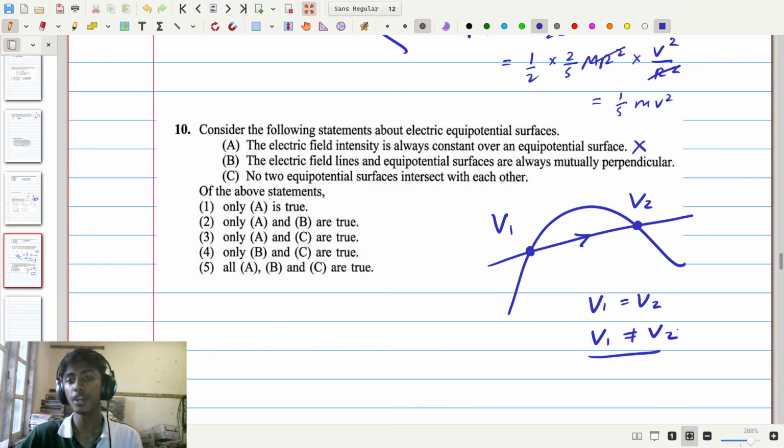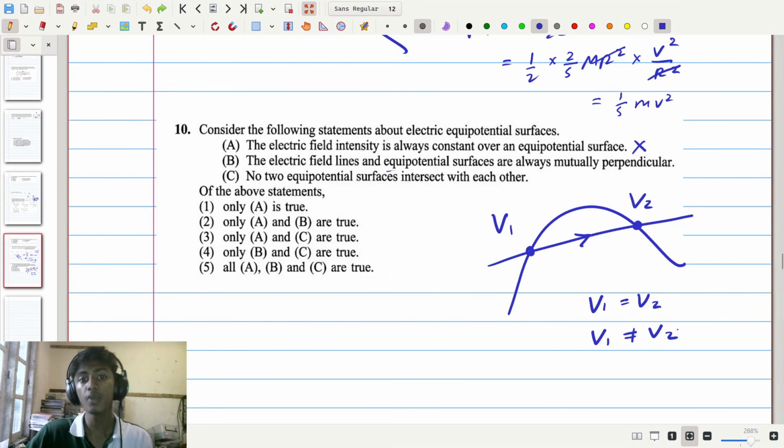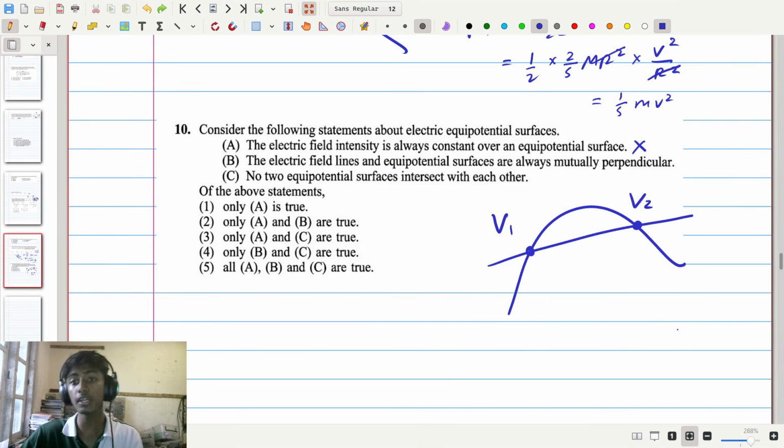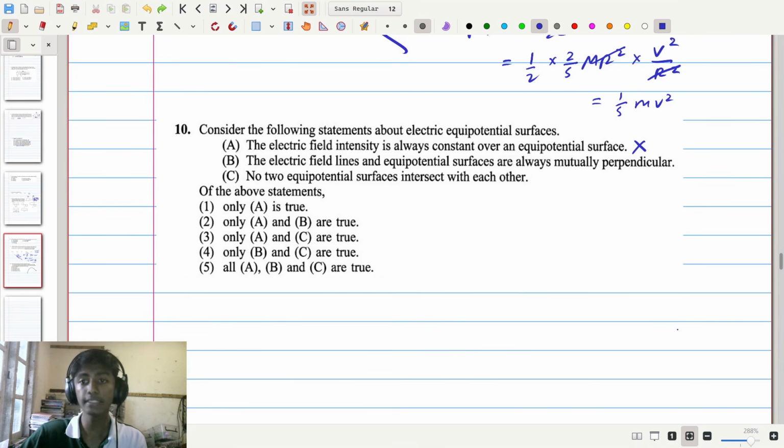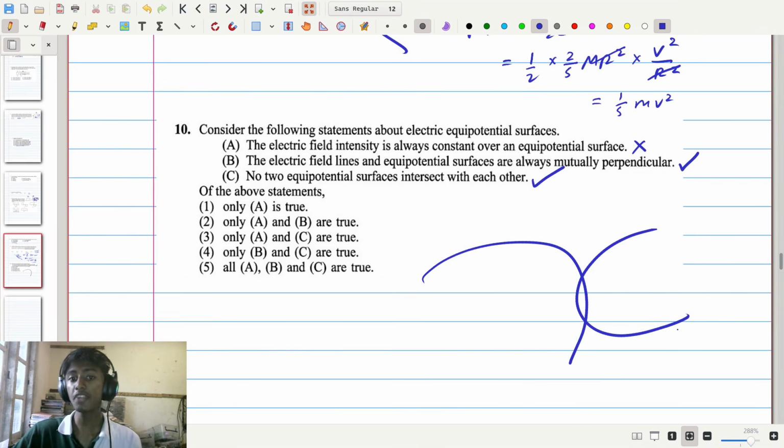So due to this, you can never have an electric field line being non-mutually perpendicular with an equipotential surface. So therefore, since it says that they are always mutually perpendicular to each other, we can say statement B is true. Now moving on to statement C. Statement C says, no two equipotential surfaces intersect with each other. Now this one's also true and can be proven true by contradiction. So let's consider two equipotential surfaces like this. Let's say this one's potential is V1 and this one's potential is V2, where V1 is not equal to V2.